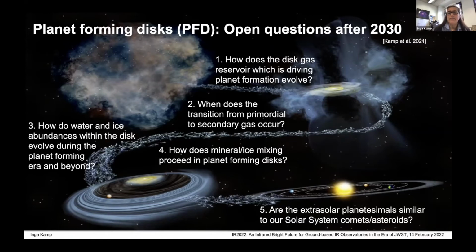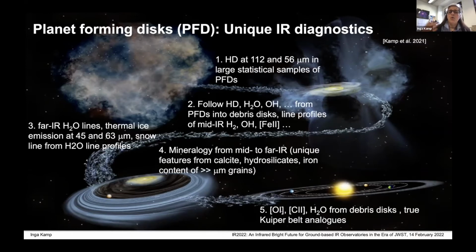And in view of time, let me switch the picture to a different one. What we actually need is access to the HD lines at 112 and 56 micron so that we can study the disk gas masses in large statistical samples of planet-forming disks. And at the same time, we also need far infrared observations to follow HD, water, OH, all the way from the planet-forming disks into the debris disk phase.